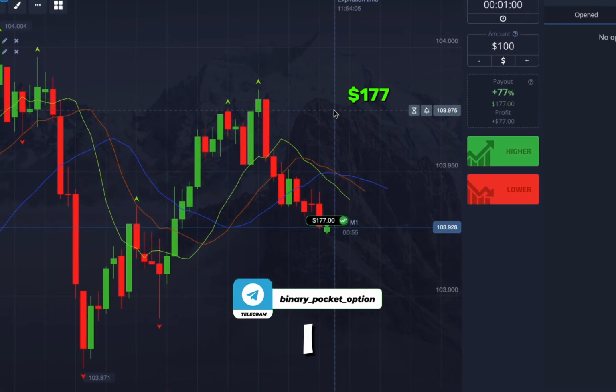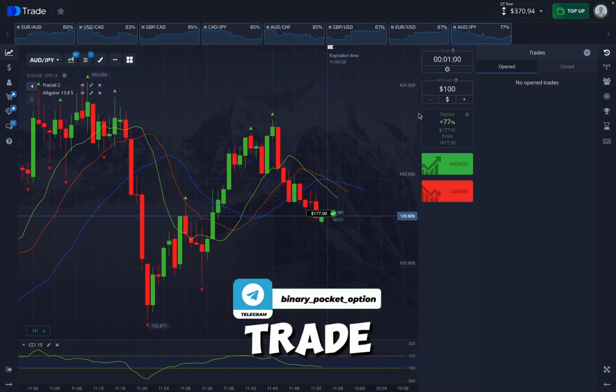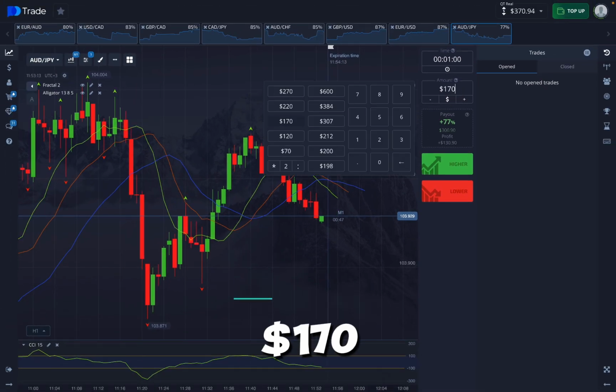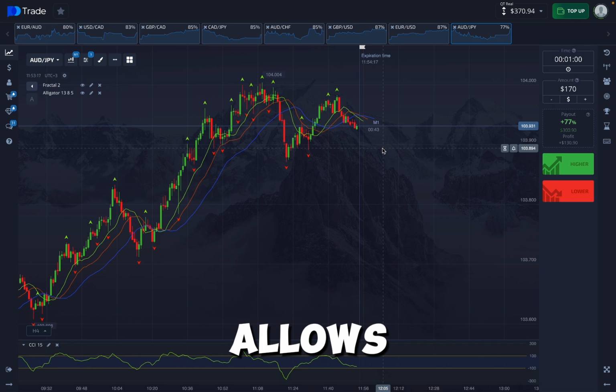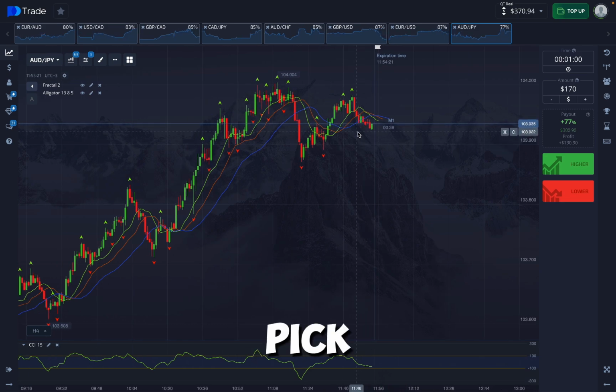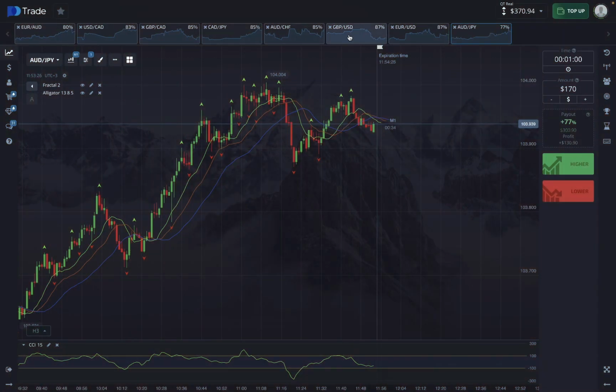And here again, I was absolutely right. Let's open a trade for $170. Since the balance at the moment allows it, let's go ahead and I'll pick up the next currency pair.